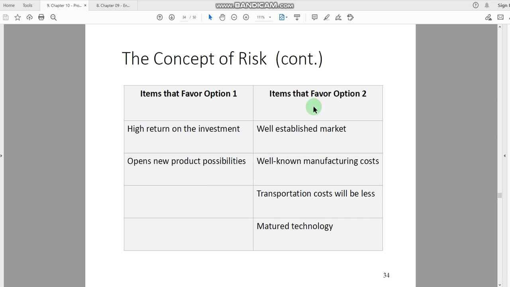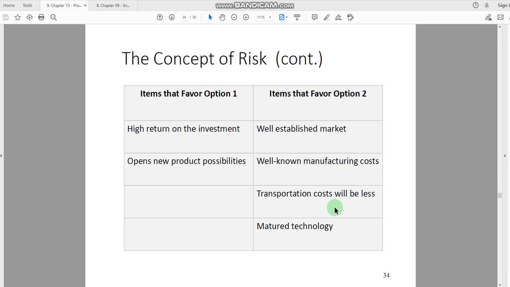Now the items that favor option number 2: a well established market. There is already a well established market, and the sales are up to the level. Well known manufacturing cost: we know what the manufacturing cost of that product is.